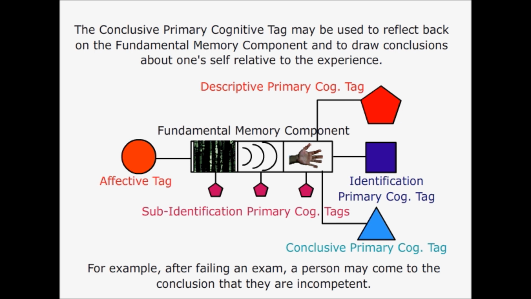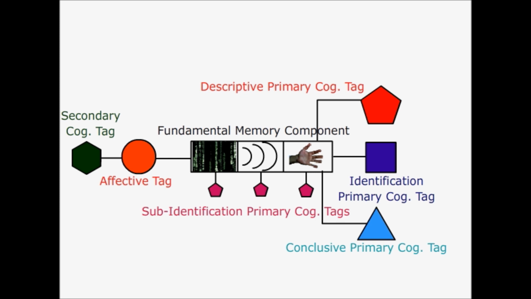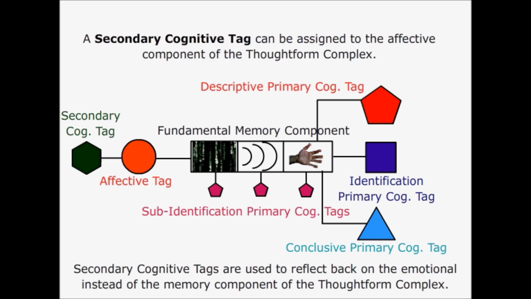The conclusive primary cognitive tag may be used to reflect back on the fundamental memory component and to draw conclusions about oneself relative to their experience. For example, after failing an exam, a person may come to the conclusion that they are incompetent. A secondary cognitive tag can be assigned to the affective component of the thought form complex. Secondary cognitive tags are used to reflect back on the emotional instead of the memory component of the thought form complex.